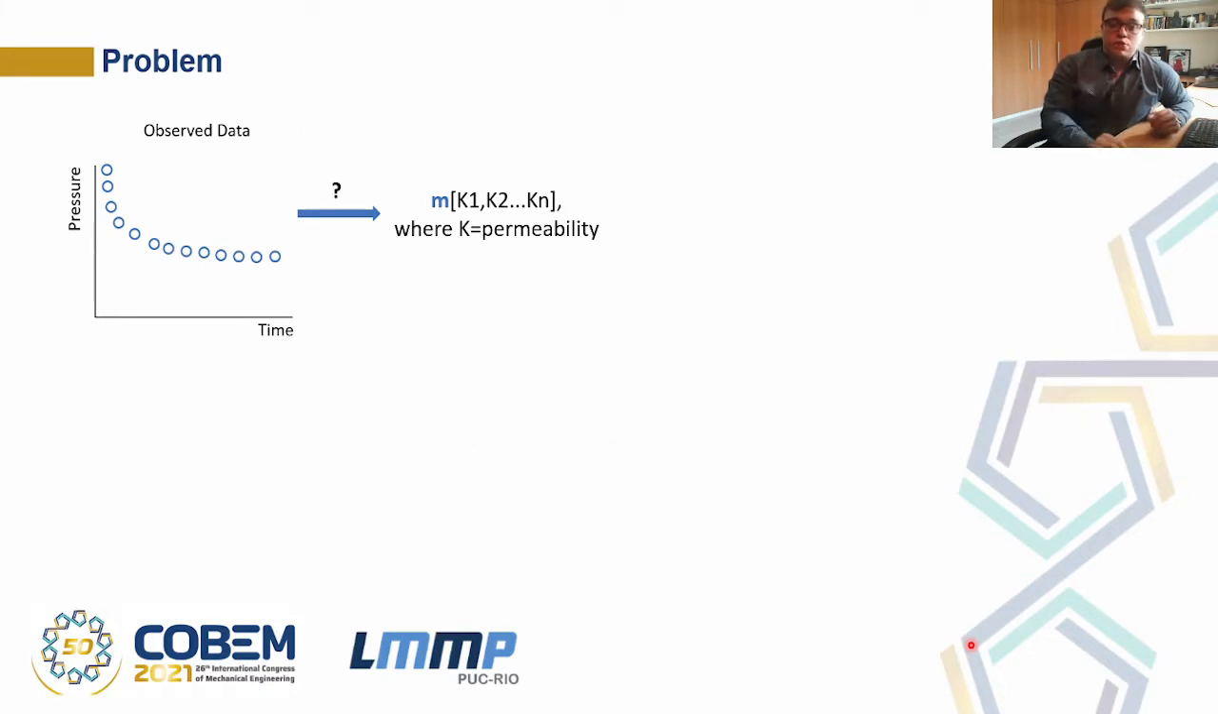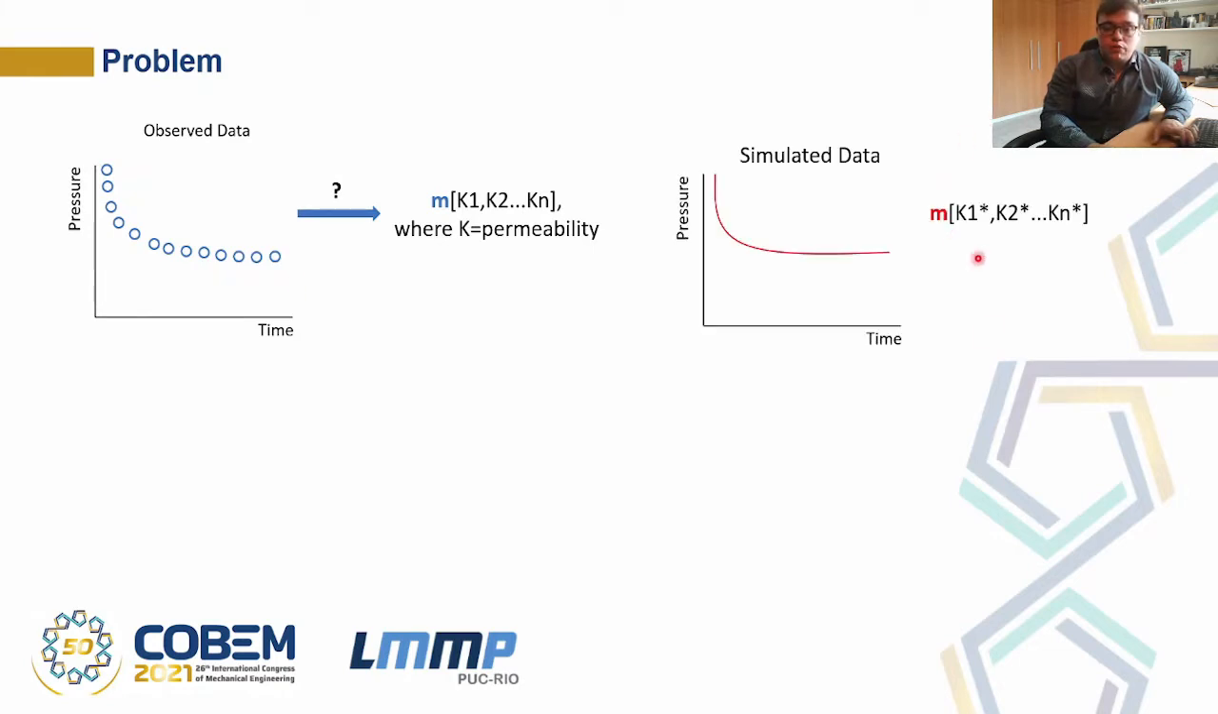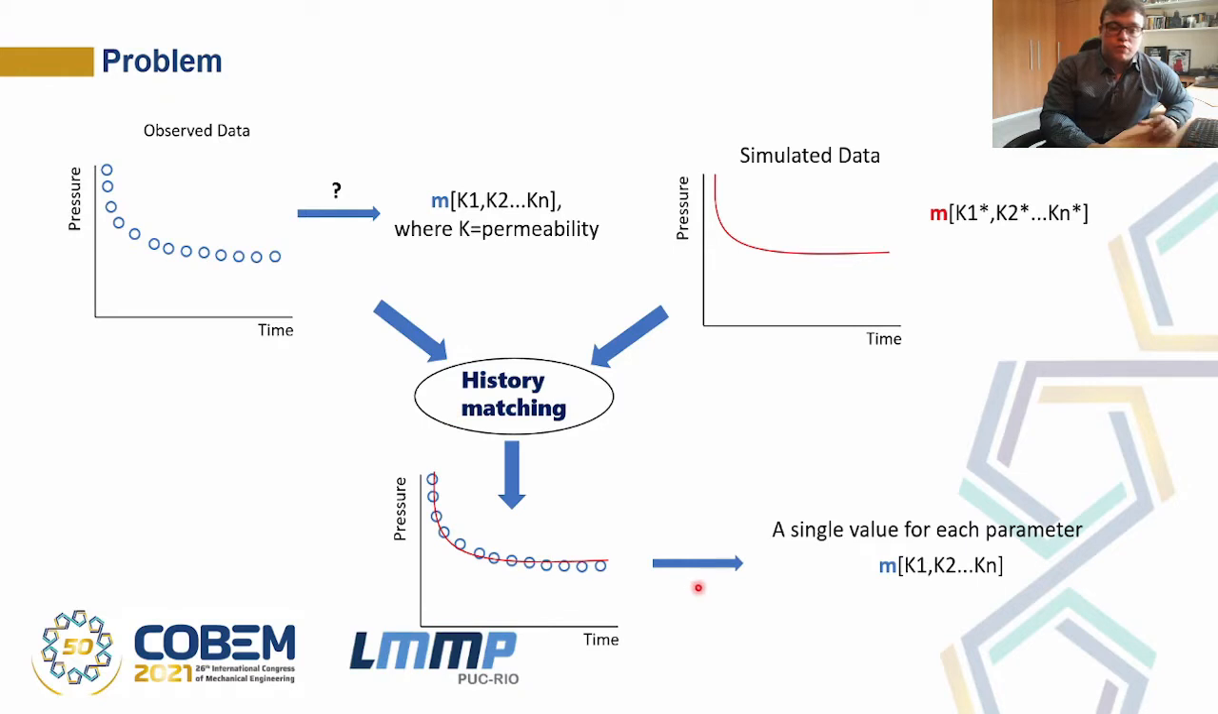The problem consists of estimating the permeability of the reservoir based on the data. For this, we simulate data with known permeability values and use the optimization method to make the history match, and then we estimate the values of the permeability.